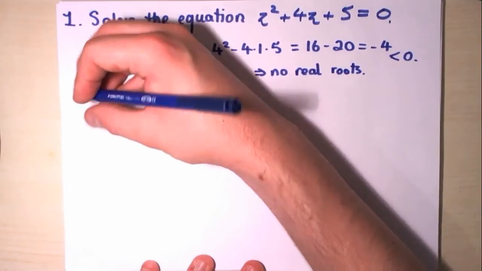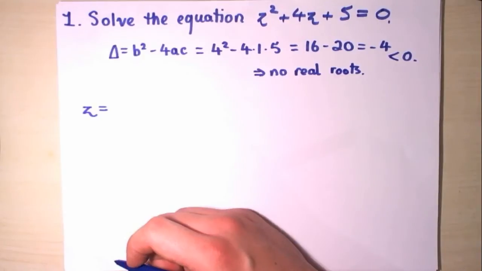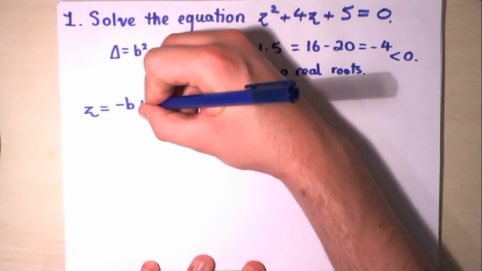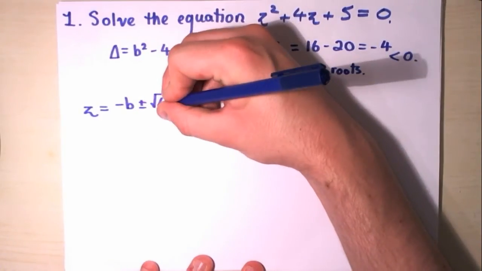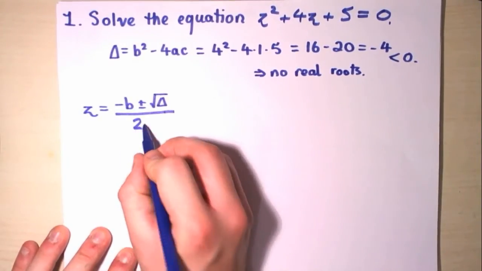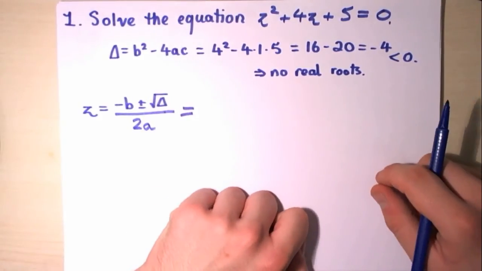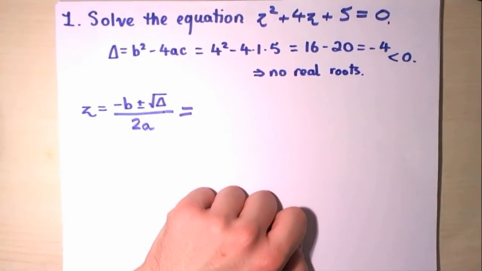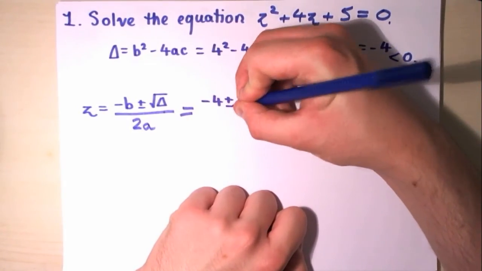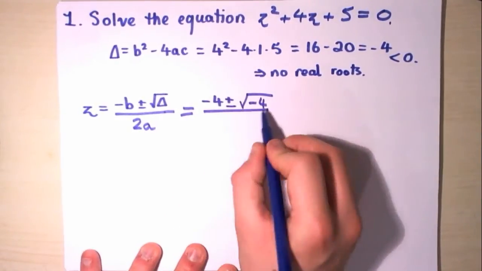We can use the quadratic formula as you normally would to solve any quadratic equation. We have z equals minus b plus or minus the square root of the discriminant, all divided by 2a, and we just worked out the discriminant, so that saves us a little bit of calculation effort. So b in this case is 4, so we have minus 4 plus or minus the square root of minus 4 over 2.